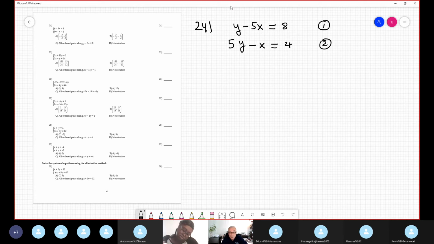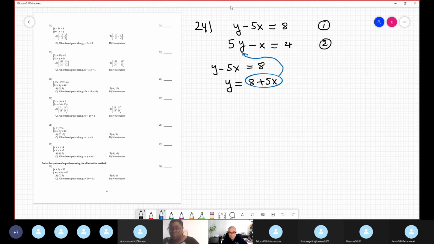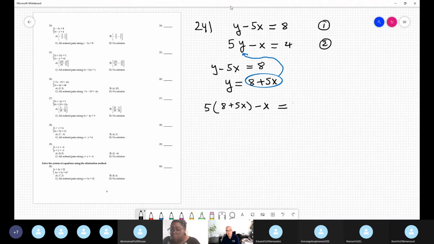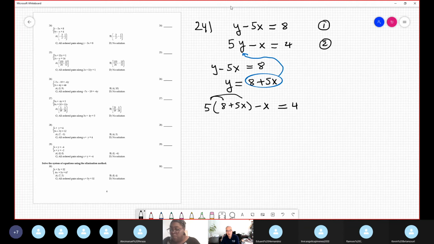I suppose we take the first equation, y minus 5x equal 8, and solve for y, y is equal to 8 plus 5x. Now substitute this expression in the other equation, in the place of y, over there. When you rewrite equation 2 now, 5 times (8 plus 5x) minus x equal 4. You apply the distributive property, 40 plus 25x minus x equal 4. And we combine later. 25 minus 1 is 24.